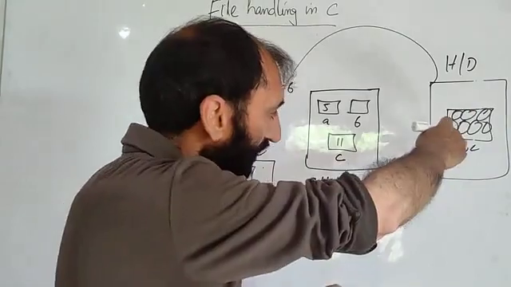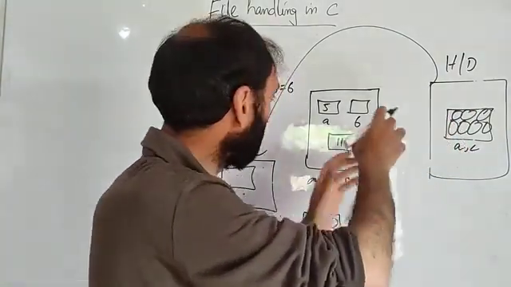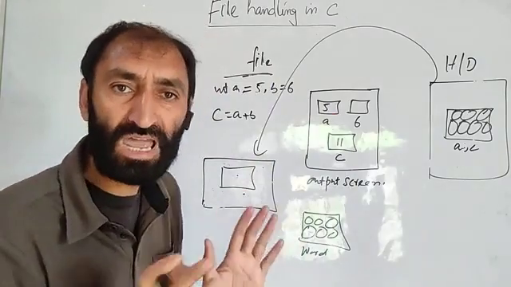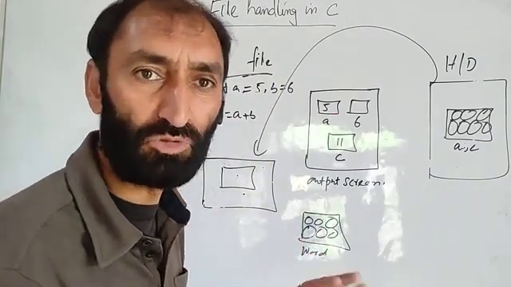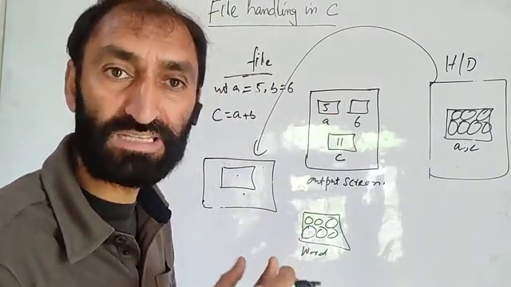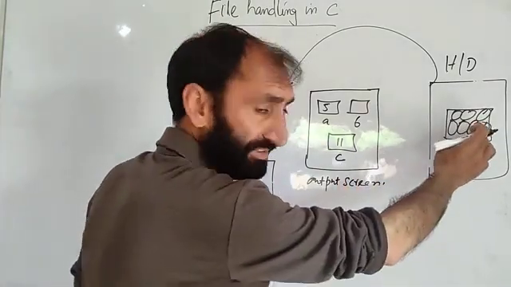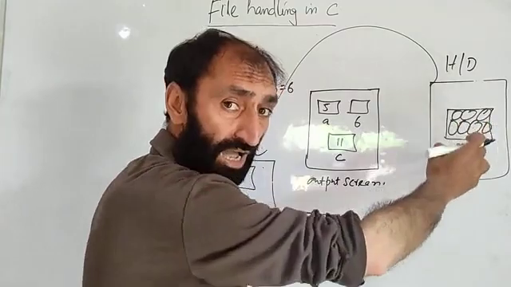And we store data in the form of files. Now I hope that you have understood what is a file. A file is nothing but a sequence of bytes where we can store the data permanently.